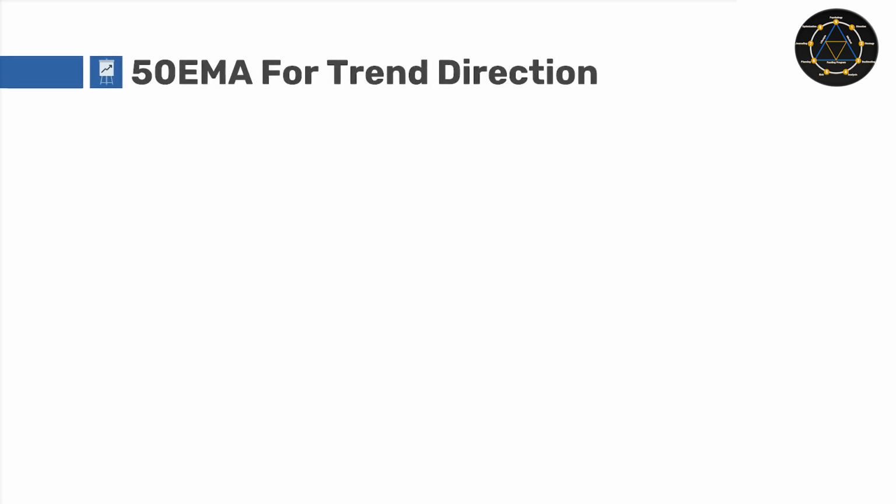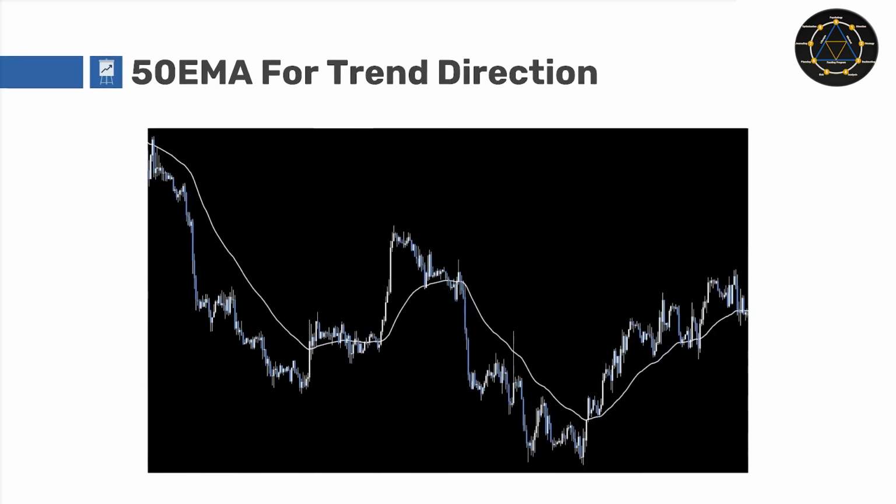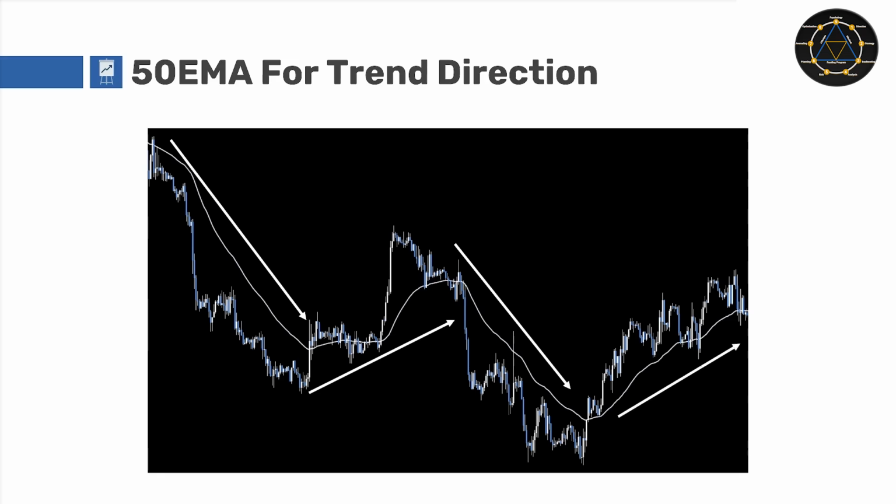So the 50 EMA, let's just stick to the 50 EMA for now and look at it for trend direction. Here we can see the market is moving in various trends in one chart. We have the initial downtrend, which is then followed by a short-term uptrend, which is then followed by a downtrend and another uptrend. So you have ABCs coming down, ABCs back up again, and another ABC to the downside.